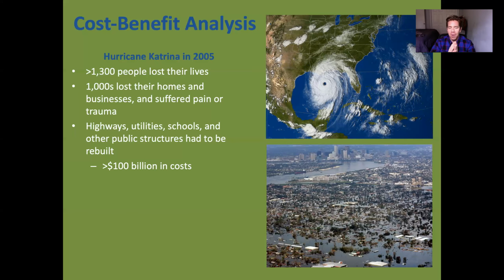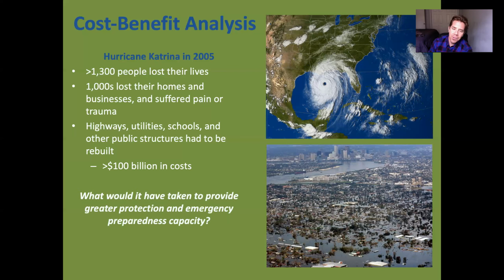So flooding was a big problem here. That takes money, right? And so, from a cost benefit perspective, it's like, what would it take to have had greater protection? How much money would we have had to spend from a government perspective to ensure the protection of these assets, right? Most estimates, and again, this is estimated, are that establishing infrastructure and emergency services that would have improved the response and decreased the impact from the hurricane would have been maybe a few billion dollars, right?